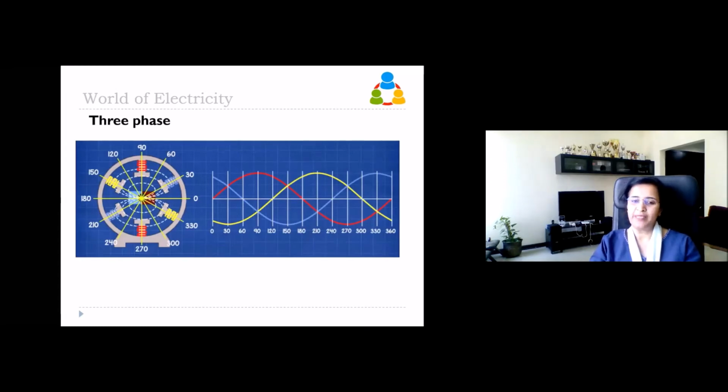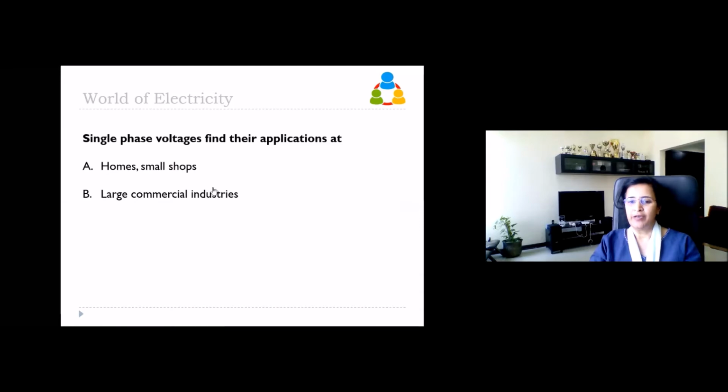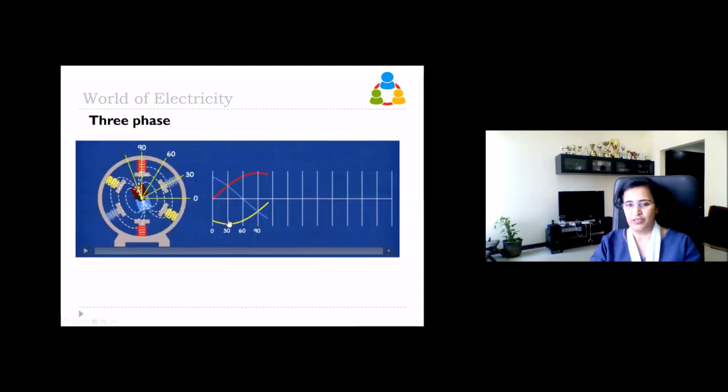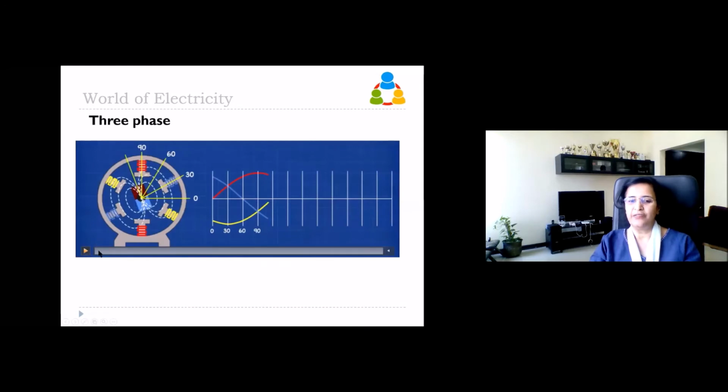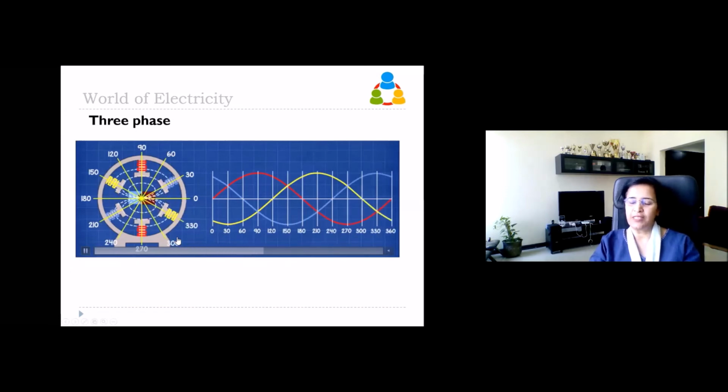Big motors and all, it will be better if we give a three-phase supply so that they work at full efficiency, more efficient than single phase. Single phase is only one cycle. With three phases, three different waves pass through it. And our electricity is mostly generated in three phase. It is also more economical to produce in three phase.